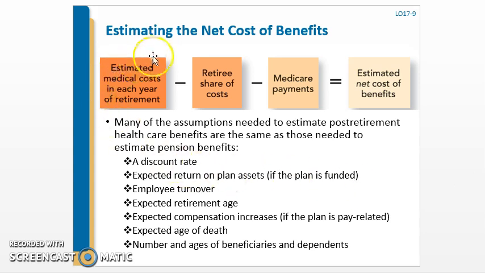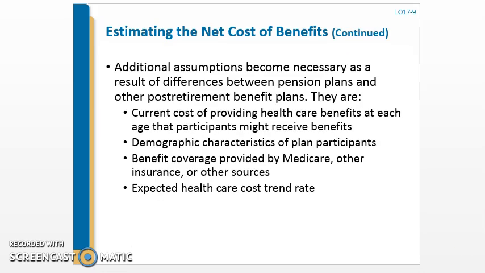Just an idea of the kind of things that you're looking at when you're dealing with these things. Estimated medical costs in each year of retirement. How much is the retiree going to pay? How much is Medicare going to pay? And oh my goodness, can you even imagine? And then all the things we talked about in the pension section, the defined benefit section: the discount rate, the expected return on assets, how many employees, the turnover rate of employees, when they are going to retire, the expected age of death. So all the same considerations come into play.